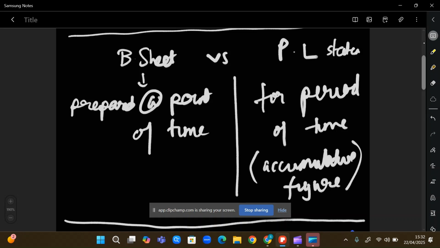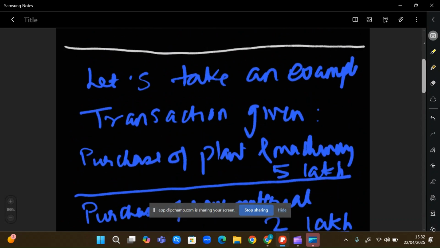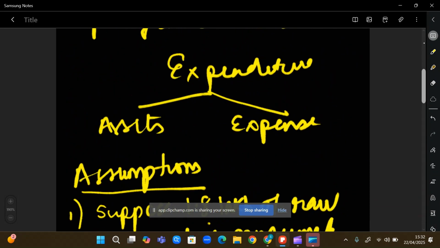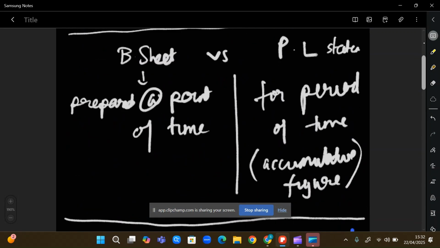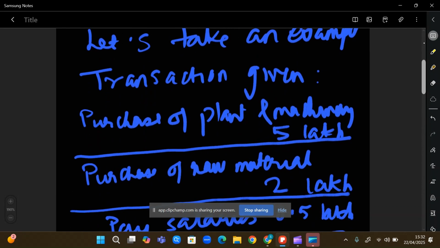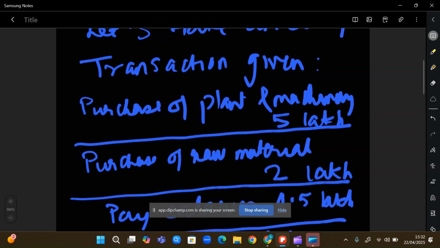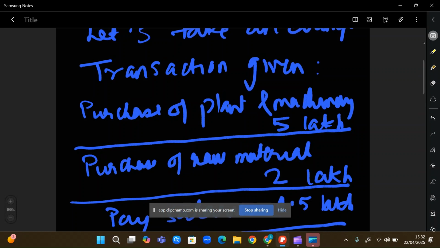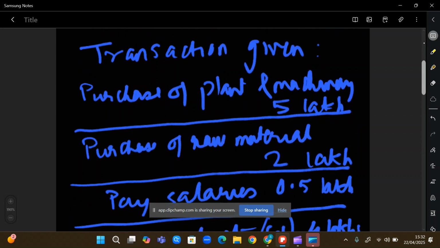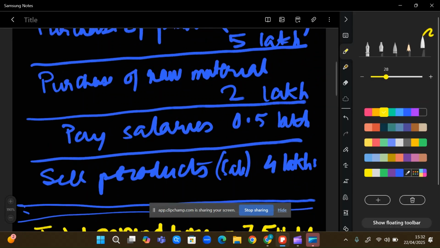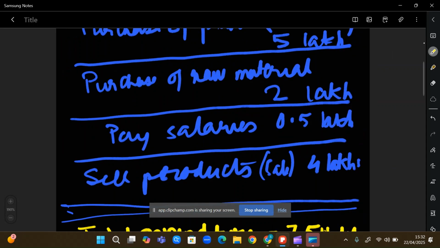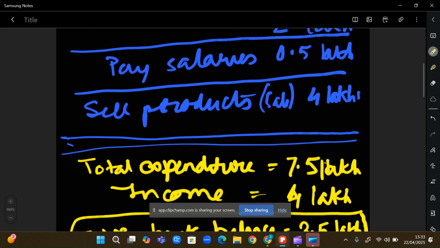Now coming to expenditure, expenditure includes both assets and expense. Keeping this in mind, we come to this example. Let's take this example where five transactions are given: purchase of plant and machinery 5 lakhs, purchase of raw material 2 lakhs, payment of salaries 50,000, and selling products, we get 4 lakh rupees.